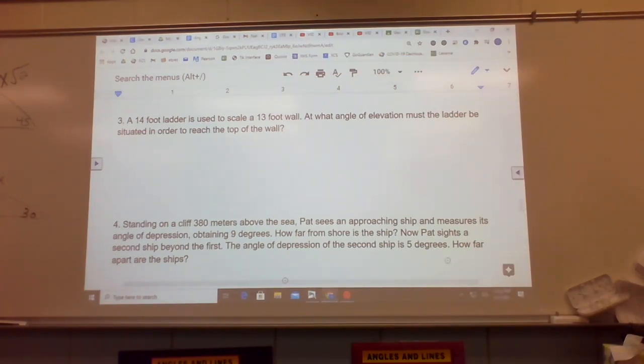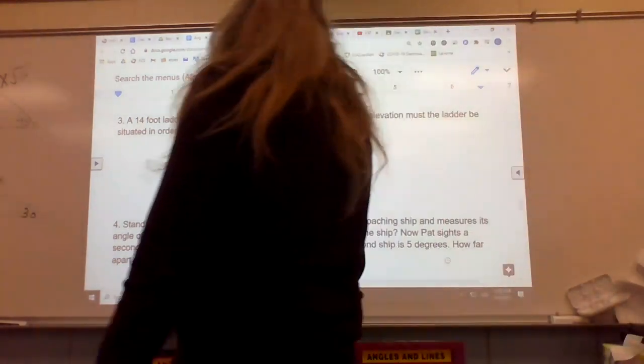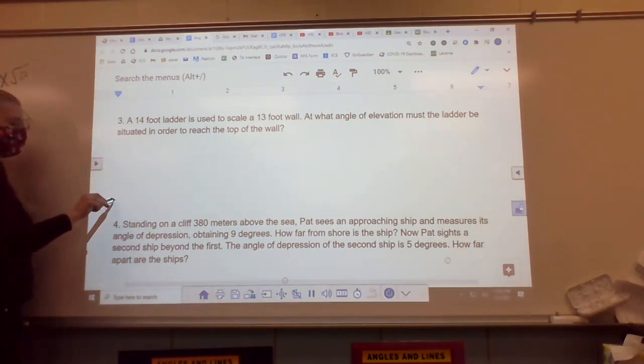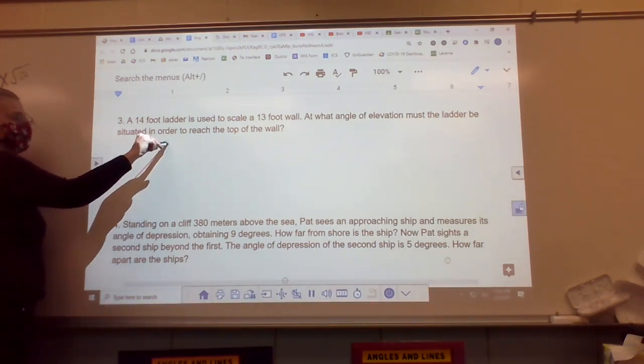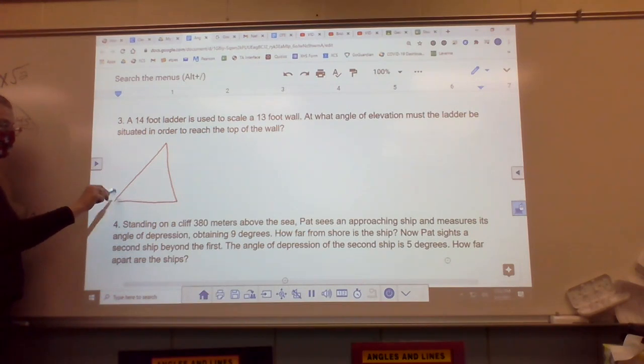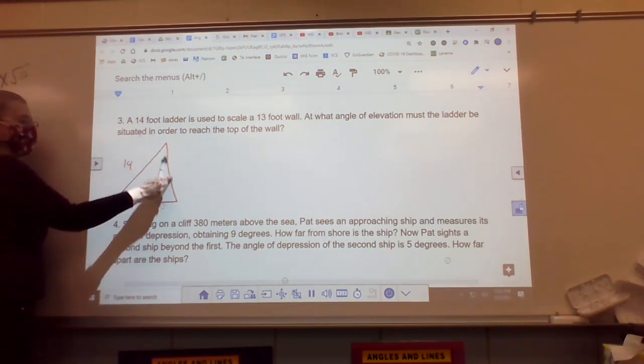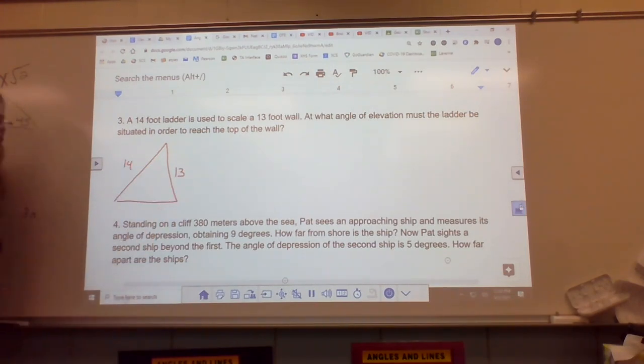A 14-foot ladder is used to scale a 13-foot wall. At what angle of elevation must the ladder be situated in order to reach the top of the wall? So my ladder is leaning against a wall. So here's the ladder, here's the wall. The ladder is 14 foot, and the wall is 13 foot. And I want to figure out what angle this is going to be. So that's X.